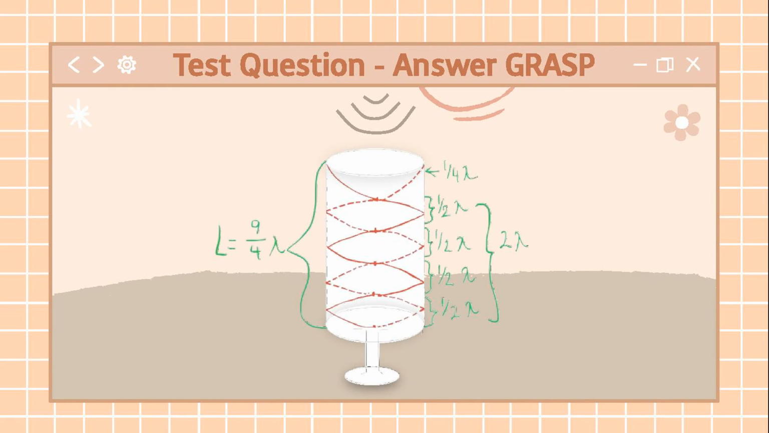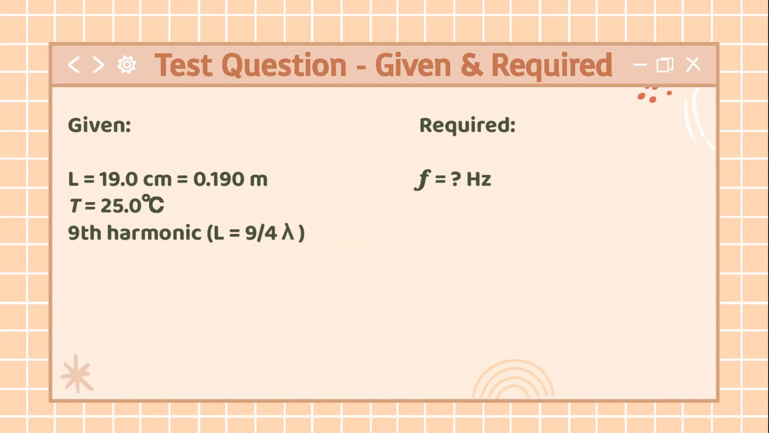First, I labeled the diagram with the different length to wavelength ratios. At the 9th harmonic, the length is equivalent to 9/4 lambda. Given and required. The length is 19.0 centimeters, so 0.190 meters. The temperature is 25.0 degrees Celsius, and since it is the ninth harmonic, length equals 9/4 times the wavelength. Required is the frequency at the ninth harmonic.